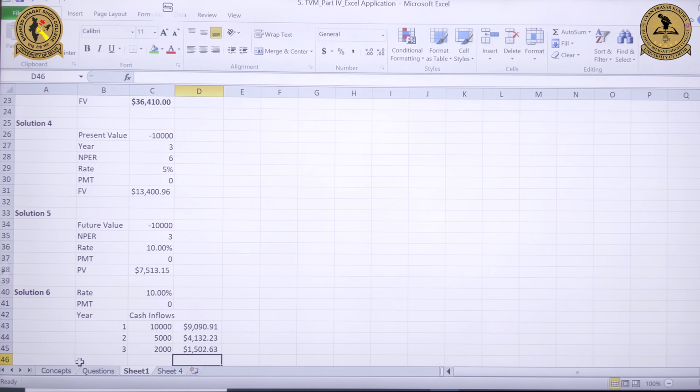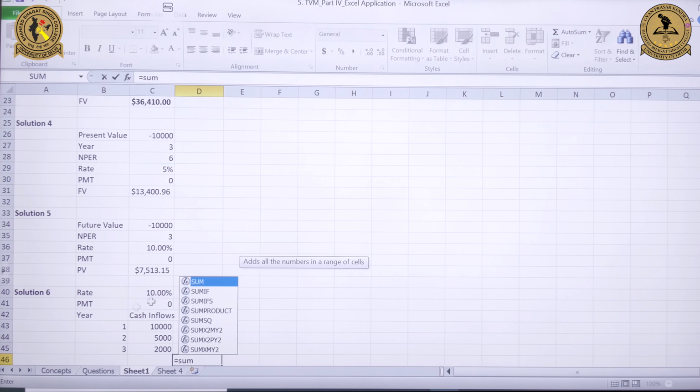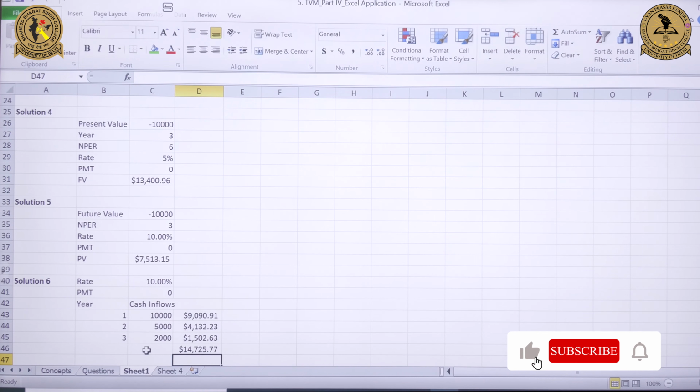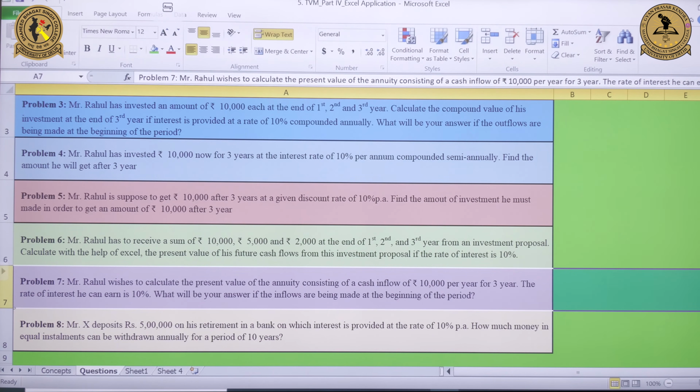In order to get the total value, equals to sum, double click on it and select this series. It comes out to be 14,725 rupees 0.77. So the present value of series of unequal cash flow in this numerical is 14,725 rupees 77 paisa.